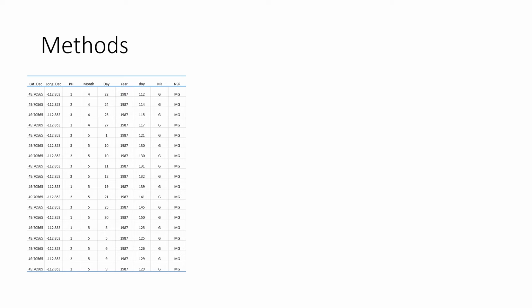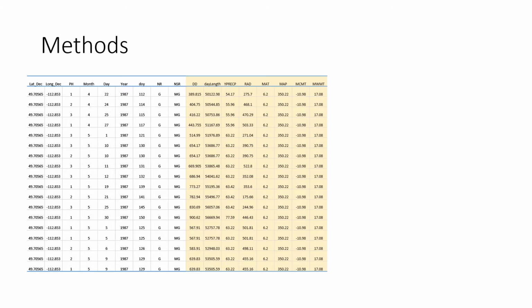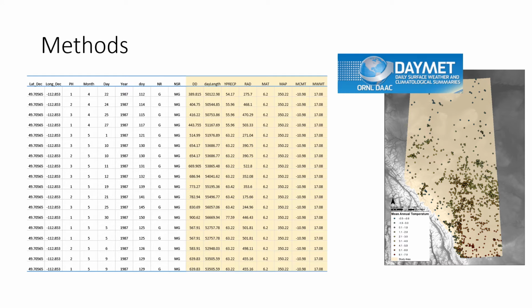So what we did is we used a package from R that allows us to pull data from DayMet, so we could supplement this data table with the environmental variables we're interested in looking at. A couple of the ones we calculated were degree days above zero, which is our measure of spring heat accumulation, day length at the time of observation, and precipitation, and some other average values. We pulled this from DayMet, which is a database from NASA that provides gridded daily climate data for the entirety of North America.